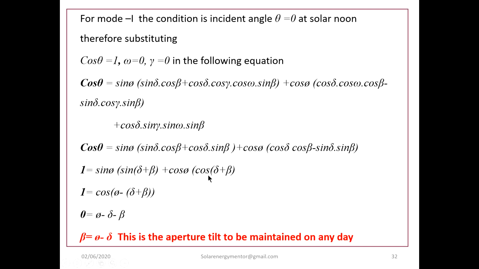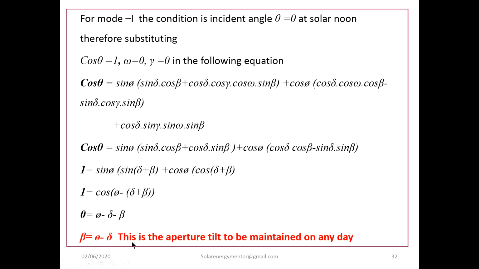If we recall our multiple angle formula, then we come to know that this is cos of phi minus delta plus beta. So cos theta is equal to 1. So theta has to be 0. So cos is removed, and then theta becomes 0. 0 is equal to phi minus delta minus beta. So if we shift this beta here, then beta is equal to phi minus delta.